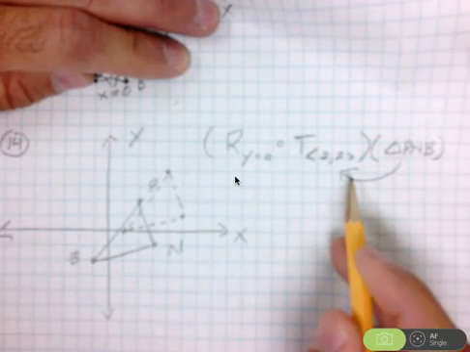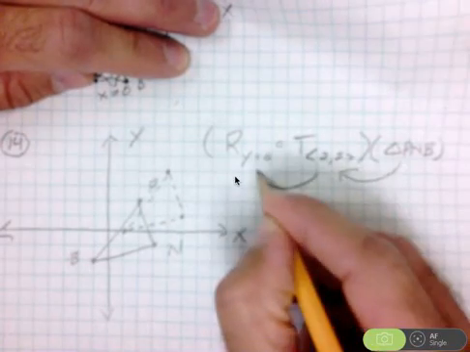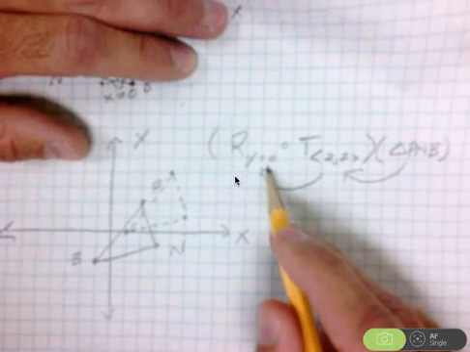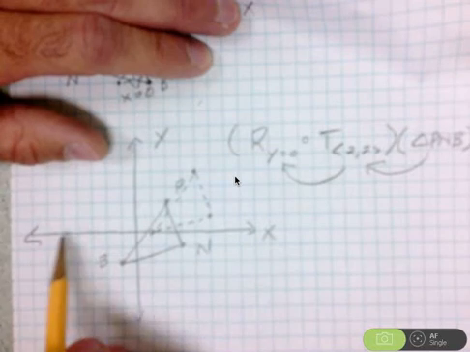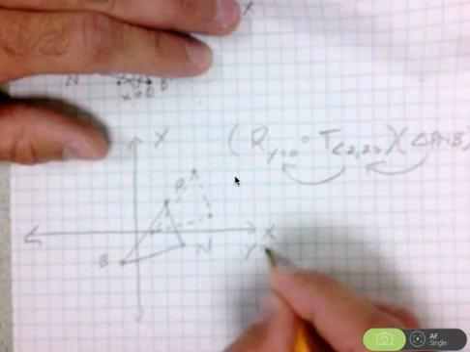So I've done that. Now I'm going to take that dashed triangle where I left off, and I am going to reflect it over the line y equals 0. But y equals 0 is another name for the x-axis. That is the line y equals 0.